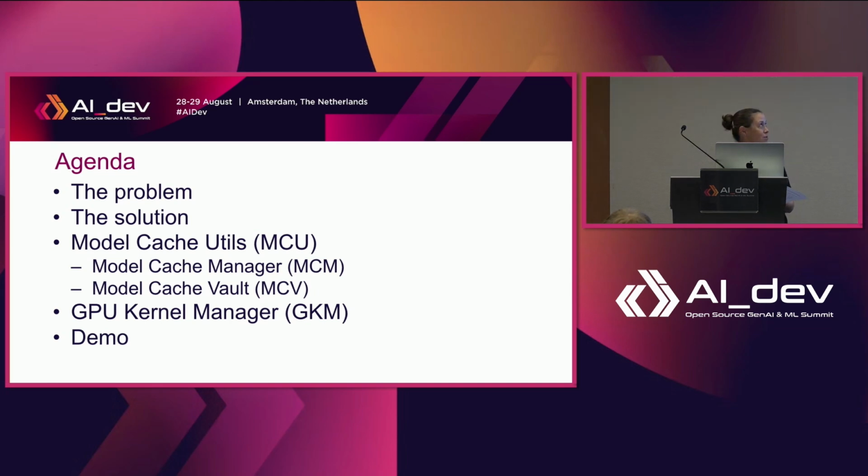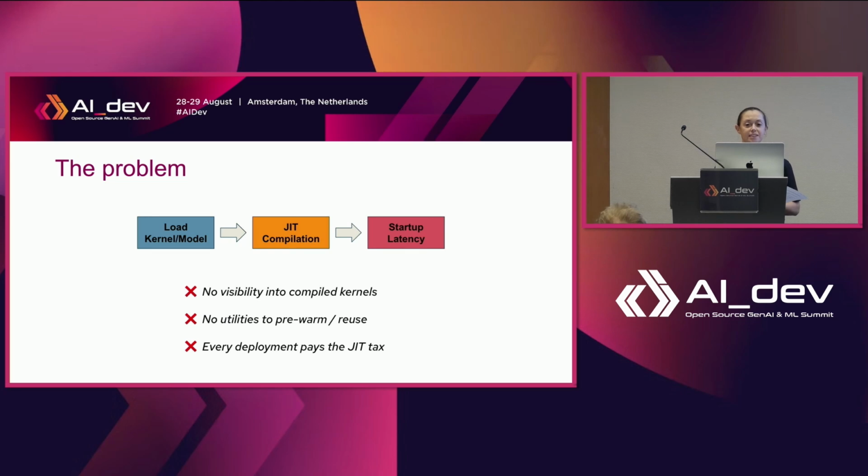So today I'm going to talk a little bit about the problem we're trying to solve, and our proposed solution to that problem, which is comprised of Model Cache Utils, or MCU, and GPU Kernel Manager, GKM. And then we're going to have a bit of a demo at the end. It won't be live because I haven't made any sacrifices to the demo gods today.